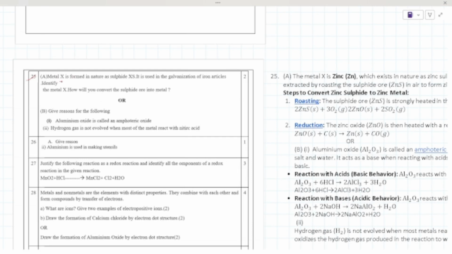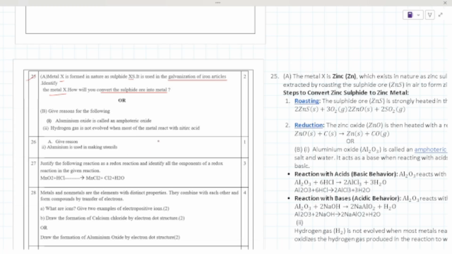25th. Metal X is found in ore as sulfide X, and is used in the galvanization of iron articles. Identify the metal X. How will you convert the sulfide ore into metal? We can do it by roasting. Yes, very good.